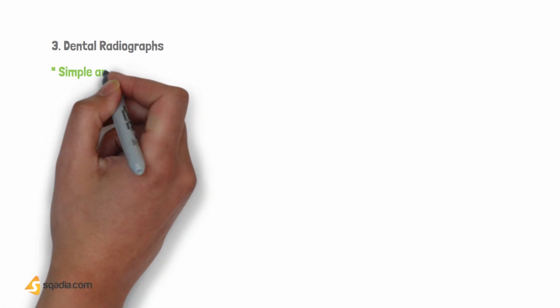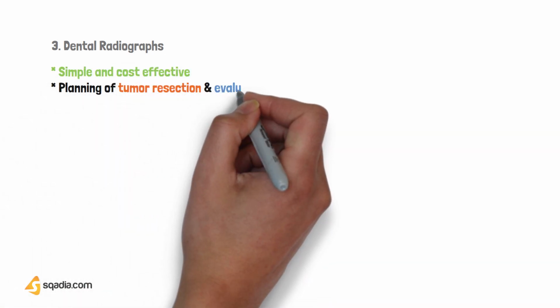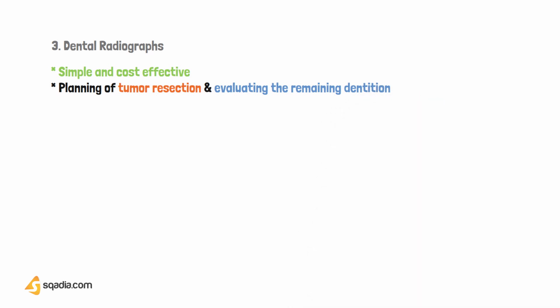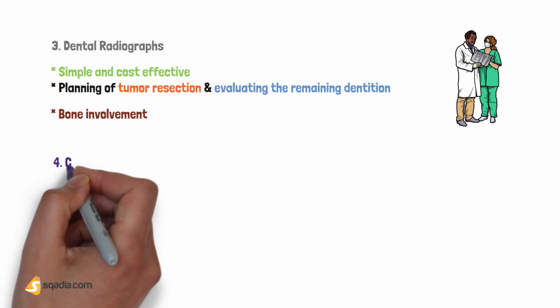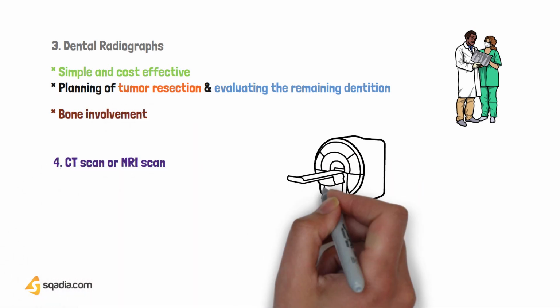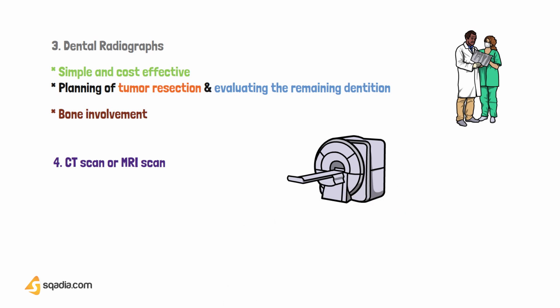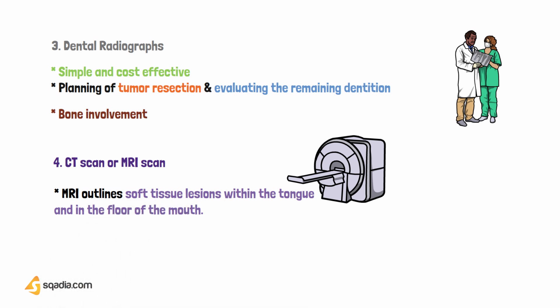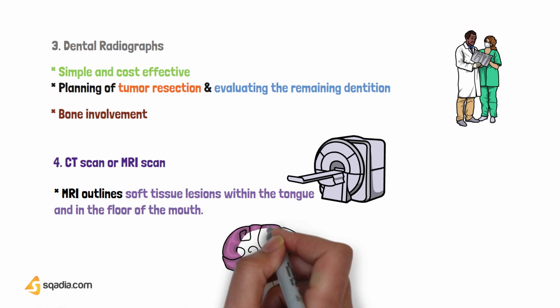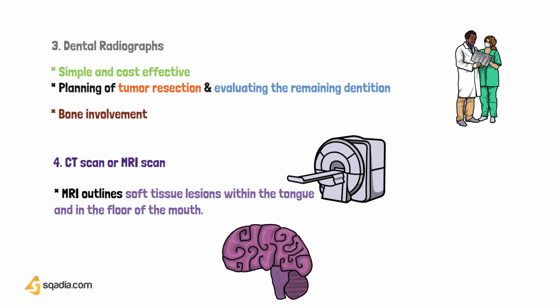Dental radiographs. Dental radiographs are simple and they're cost effective. They can be used to plan the resection of the tumor and to evaluate the remaining dentition. And we can also check the bone involvement using these radiographs. A CT scan or MRI scan is also advised if metastasis is suspected. MRI is going to outline the soft tissue lesions within the tongue and the floor of the mouth. We can also use it to determine if there is any neural involvement or intracranial extension of the tumor.